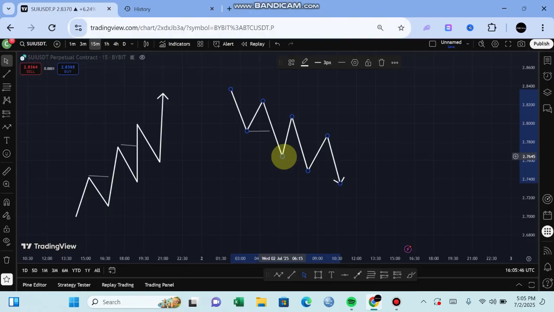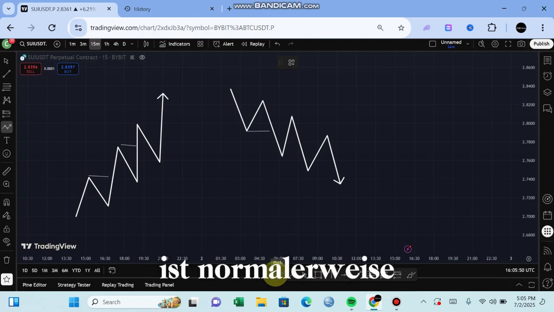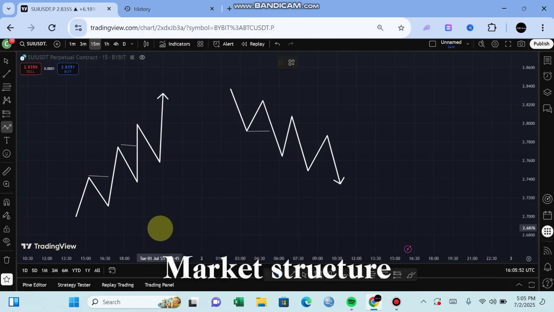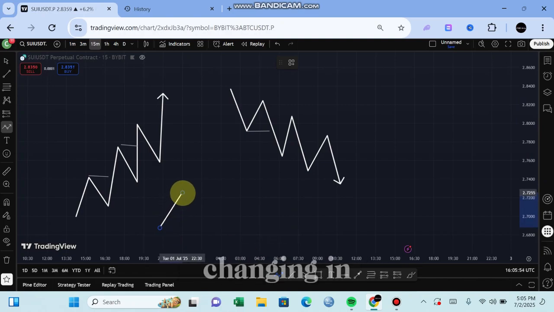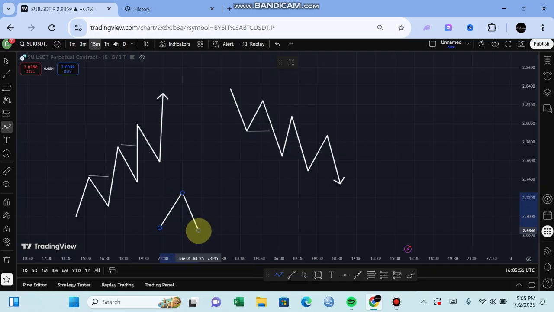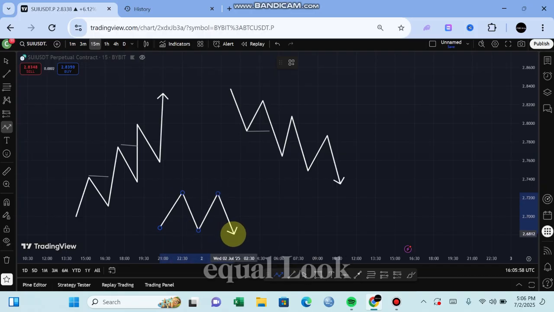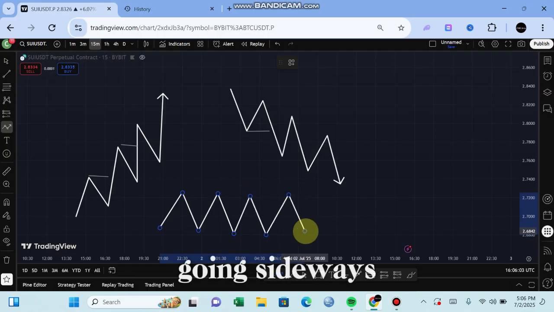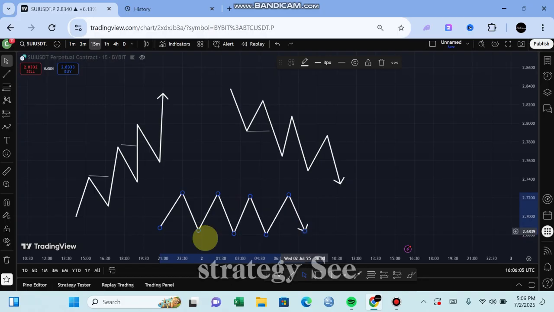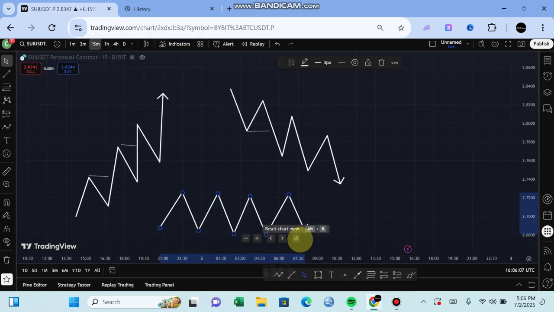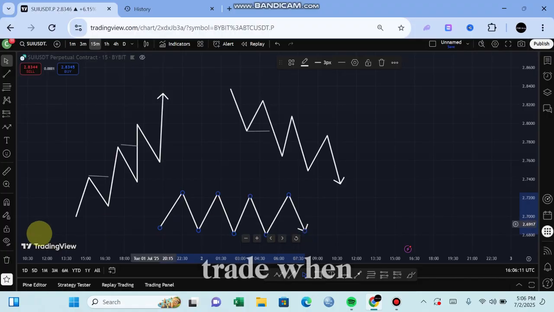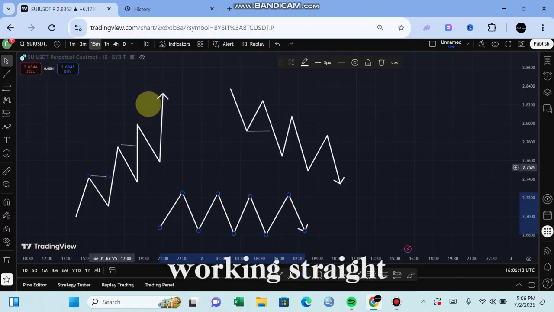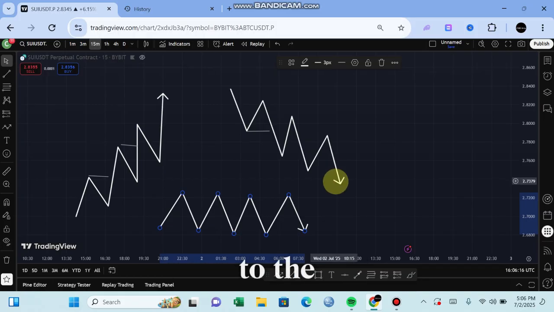I believe you understand. The third type of market structure is what's called the ranging market. In this one, there is no clear market structure. The market is just consolidating in a specific place, having equal highs and equal lows like this. The market is going sideways. In my trading strategy, when you see the market doing this, there's no clear pattern. You can't trade yet. We only trade when you see the market breaking structure to the upside or to the downside.